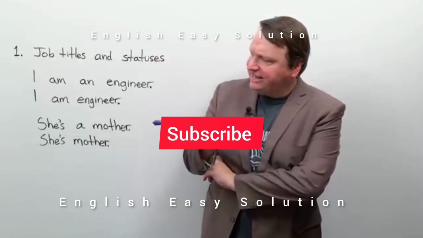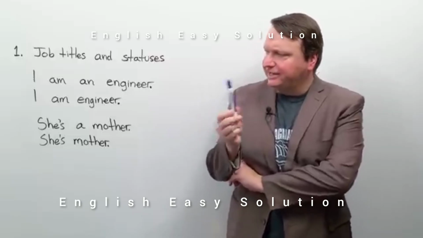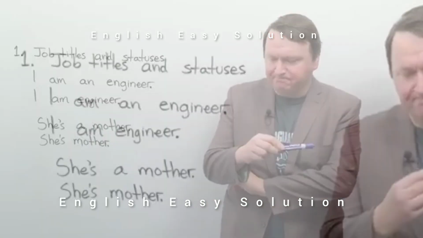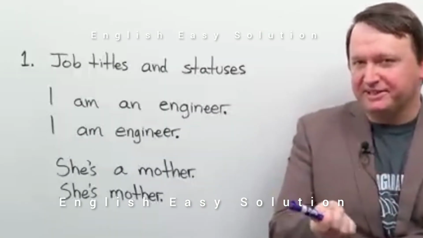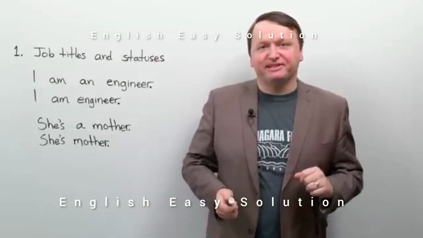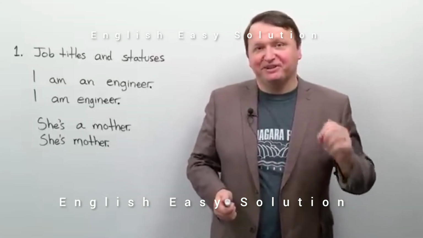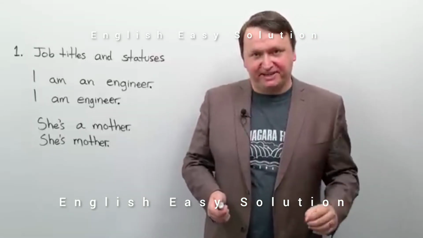I am an engineer. I am engineer. Which one is it? Welcome to this lesson on 5 common article mistakes.